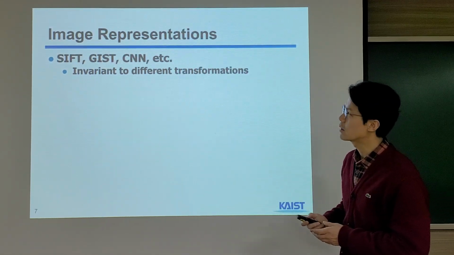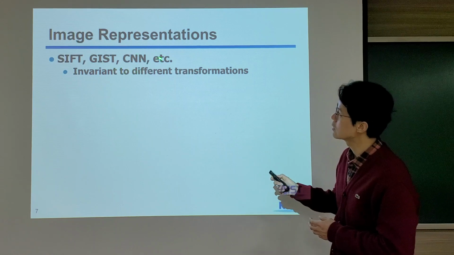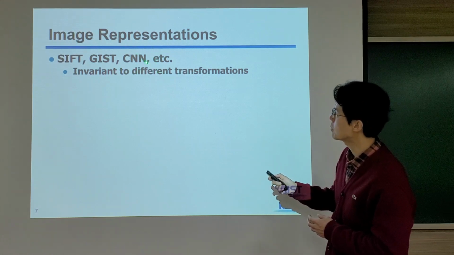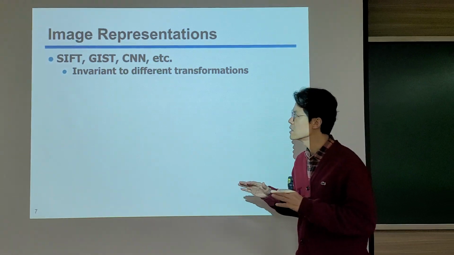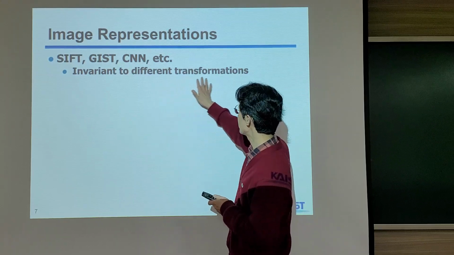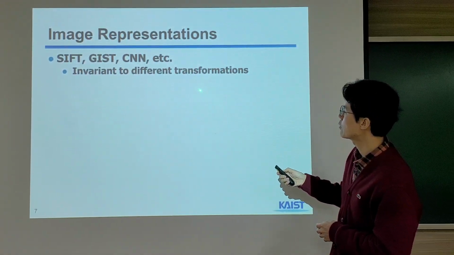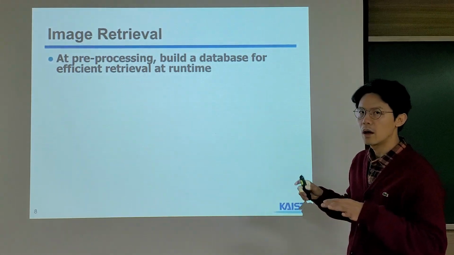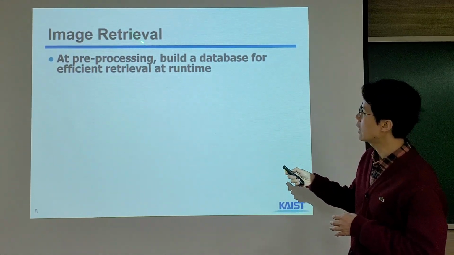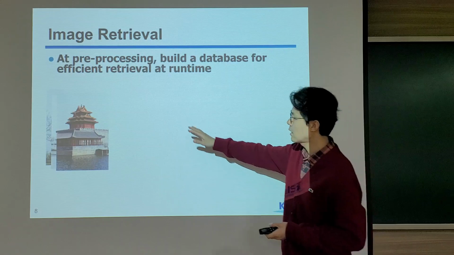So basically, the classical techniques like GIST, or the recent deep learning, convolutional neural net-based features, are mainly designed to be invariant to different transformations. We'll talk about what I mean by these different transformations. At a high level, at pre-processing, there are lots of images, right?